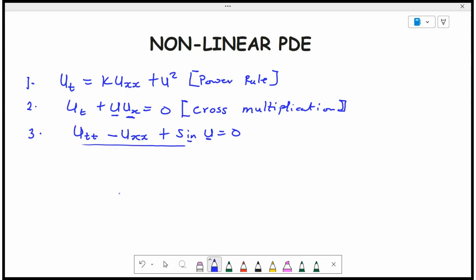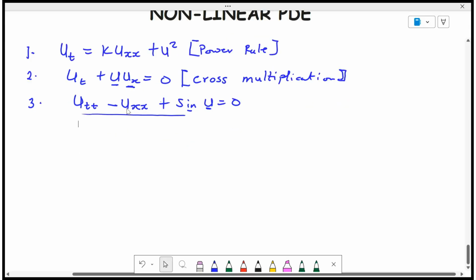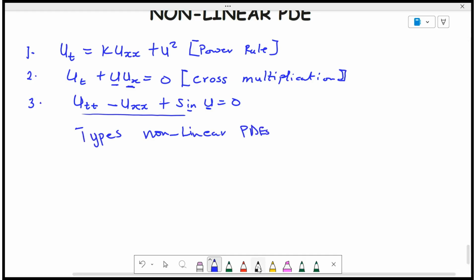All right. Now we have types of nonlinear PDEs. If any of these conditions is met, the PDE is nonlinear. We can also classify nonlinear PDEs into 3 types. The first one we'll consider is the semilinear PDEs. So what is a semilinear PDE?